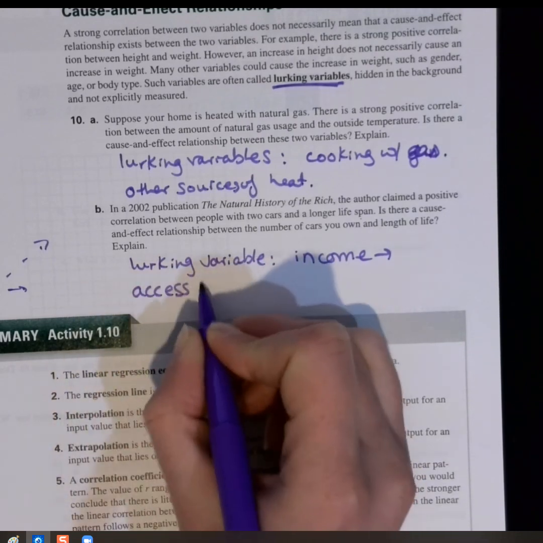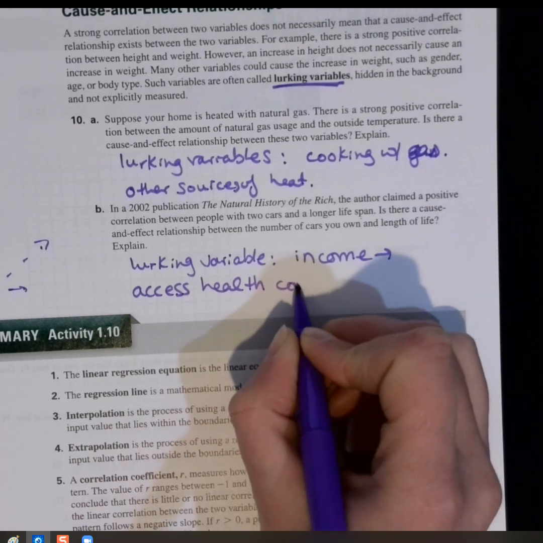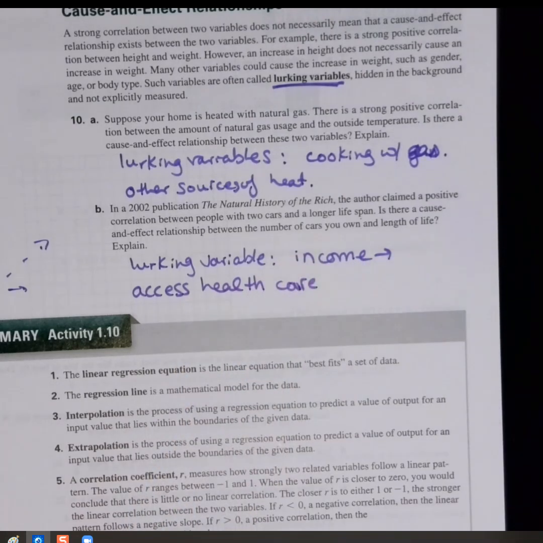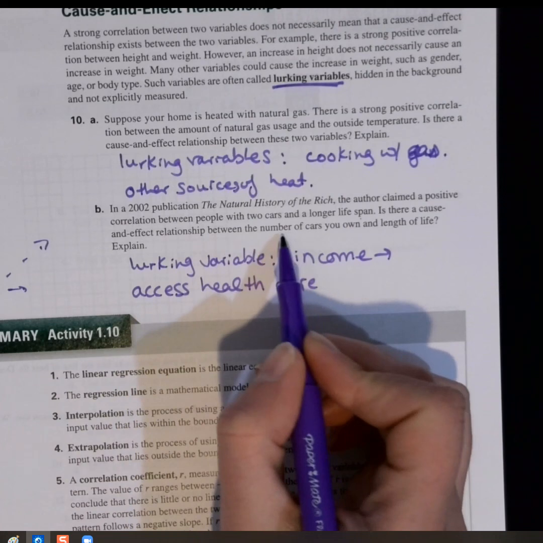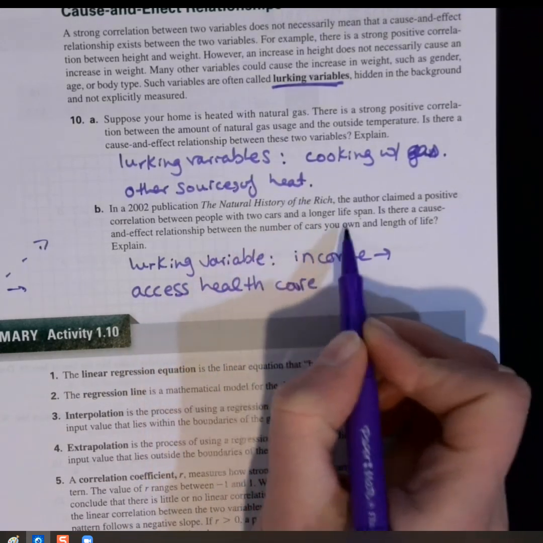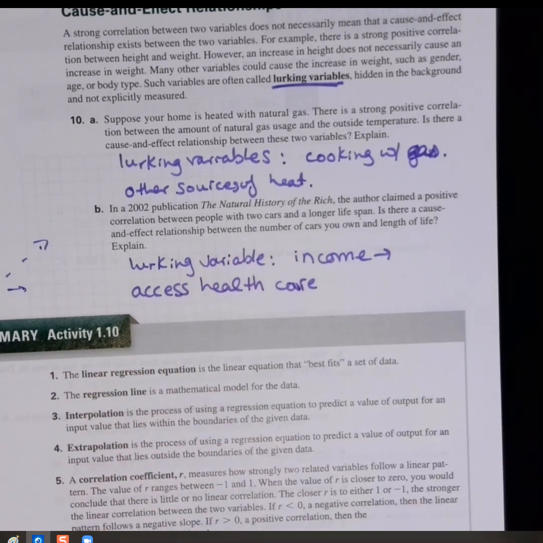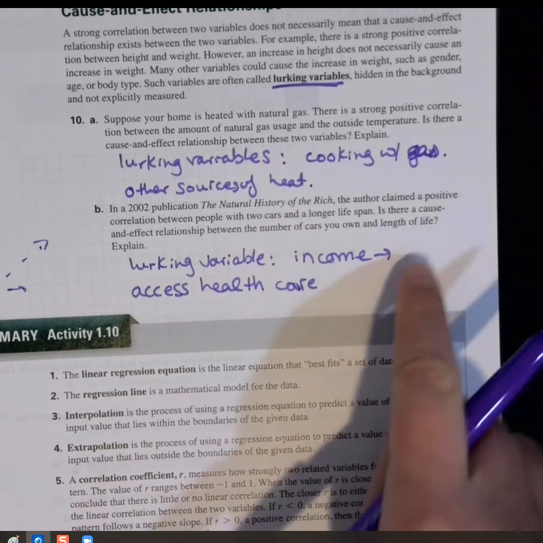So access to healthcare. So even if there seemed to be a relationship between those two variables, that does not mean that the number of cars will cause the length of the life. There's some sort of maybe indirect relationship between the number of cars all the way up through maybe how that could affect your life length.